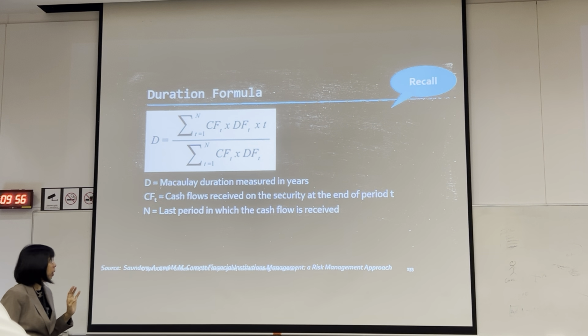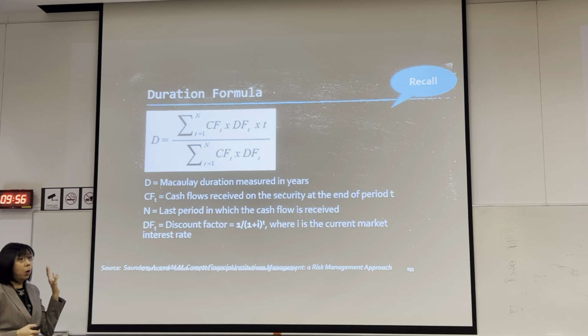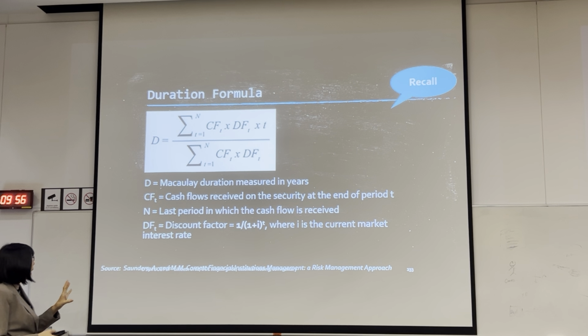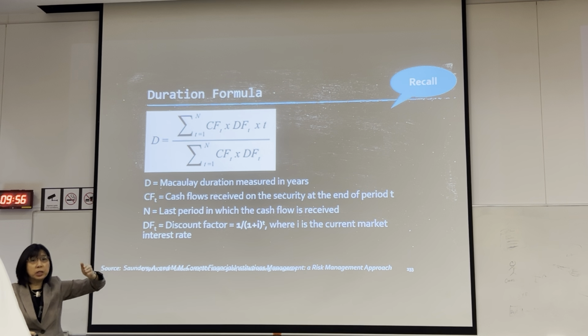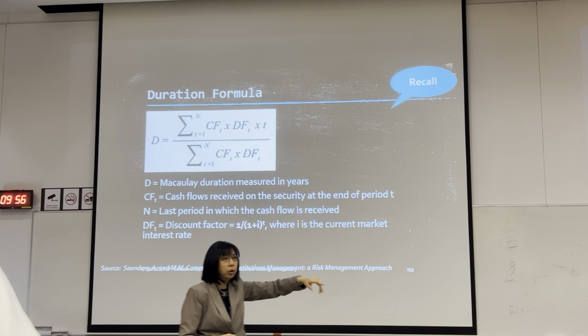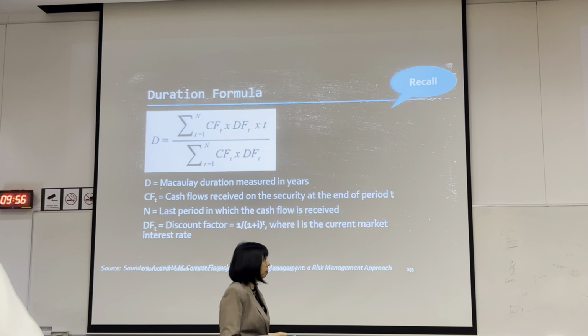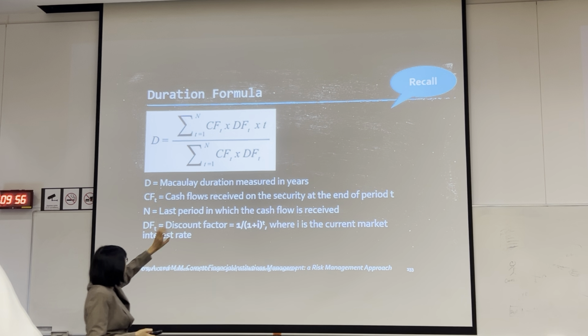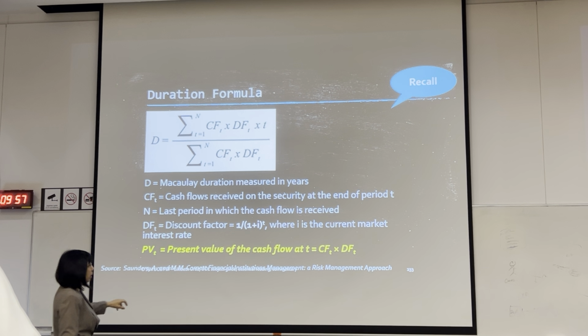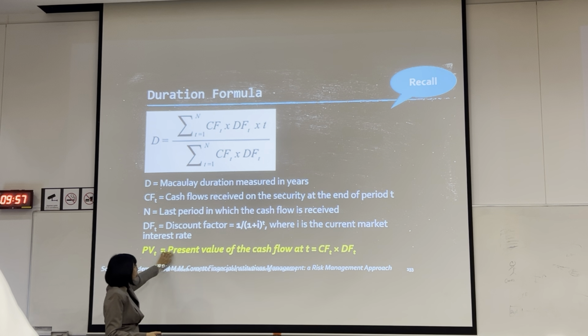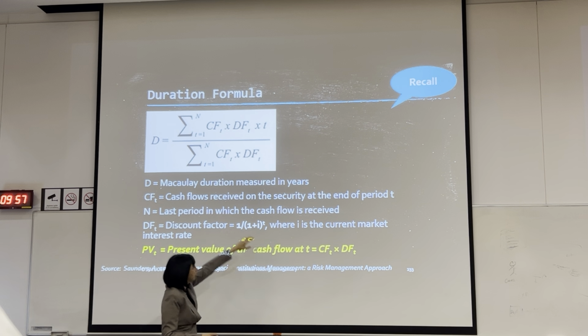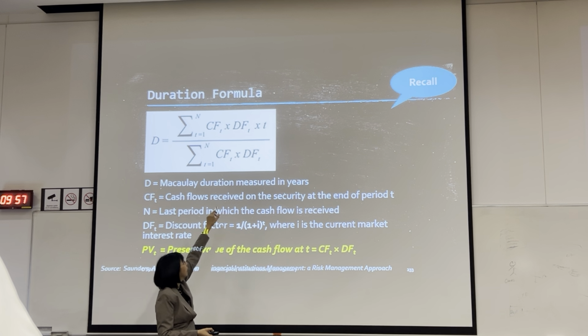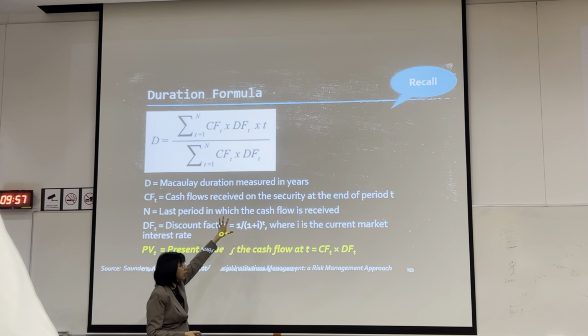Now, how to compute the duration? You basically take all the cash flows, discount them, and multiply by the time, t. So a cash flow received at time 1, you multiply by 1. A cash flow received at time 2, you multiply by 2. Right? And a cash flow times the discount factor is simply its present value, isn't it? So the top part is the present value times t. The bottom part is just the sum of all the present values.